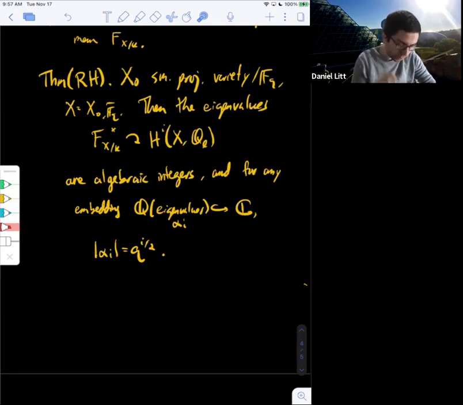Okay, so let me make a couple remarks. First of all, one of the reasons I went on this big digression on Frobenii is that the statement is false, or it at least has to be modified, if you replace this with one of the other Frobenii. For example, if you replace this with the arithmetic Frobenius, which this is an inverse to, you won't get algebraic integers anymore. You'll get 1 over algebraic integers, and this q to the i over 2 will become q to the negative i over 2.